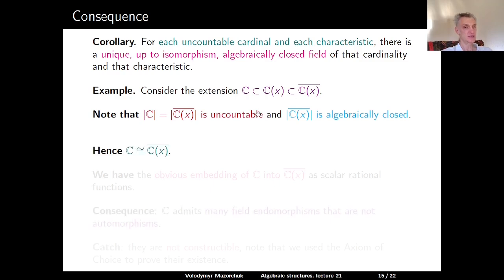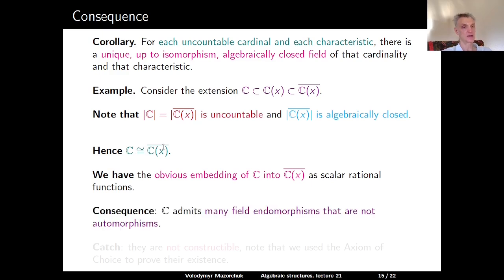Great, but then this means that from this corollary it follows that the field of complex numbers is isomorphic to the algebraic closure of C(x). And we of course have the obvious embedding of complex numbers into this algebraic closure as scalar rational functions. And this embedding is very, very far from being surjective. We send complex numbers to scalar rational functions. And this means that the field of complex numbers admits many field endomorphisms that are not automorphisms.